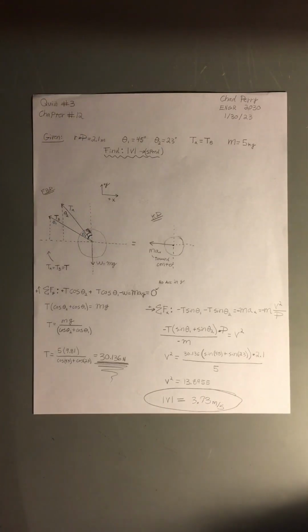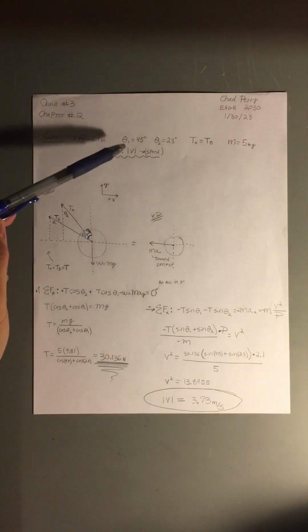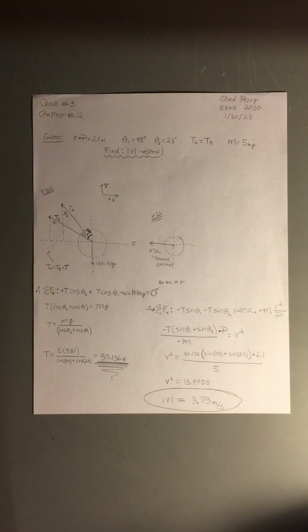And so the first thing I did is look at this problem, and it wants us to find the velocity of the ball as it goes around. And so I just listed out some of the things that we were given in the problem. We were given r, the distance of the ball to the pole from the center of the ball. We were given those two angles for our rope, and then we were told that the tension A equals tension B, and we were given the mass of that red ball.